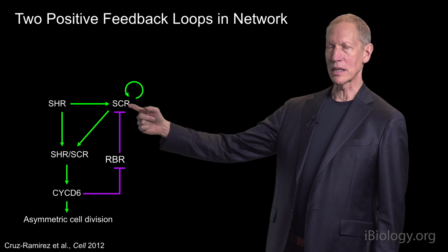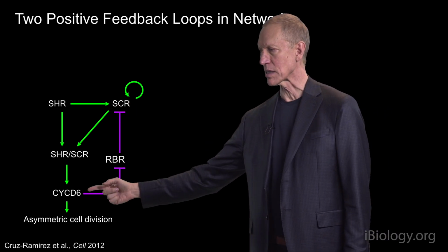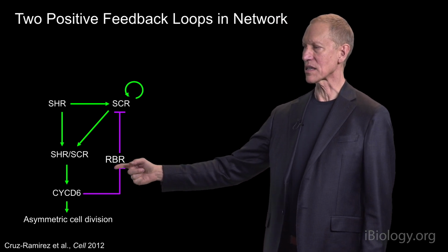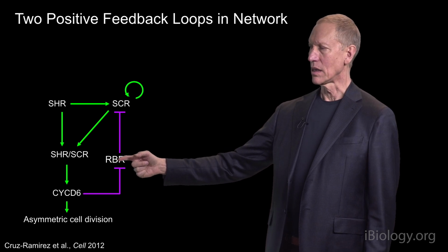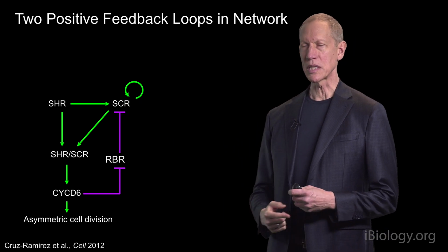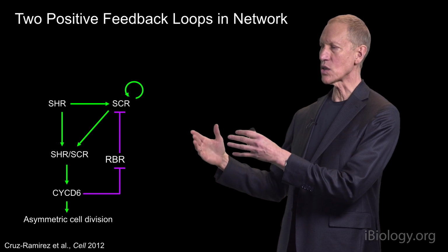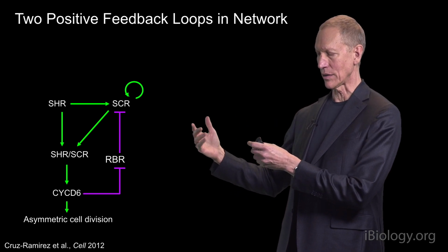Well, if you look at this network here, it's hard to know when it starts and when it stops. If RBR is attached to SCARECROW and that prevents the rest of this process, how does it ever get going? Or if Cyclin D6 has phosphorylated RBR, then what's the role of RBR? So to understand this better, we used a set of ordinary differential equations to map out the activities of each one of these proteins and how they affect the other.